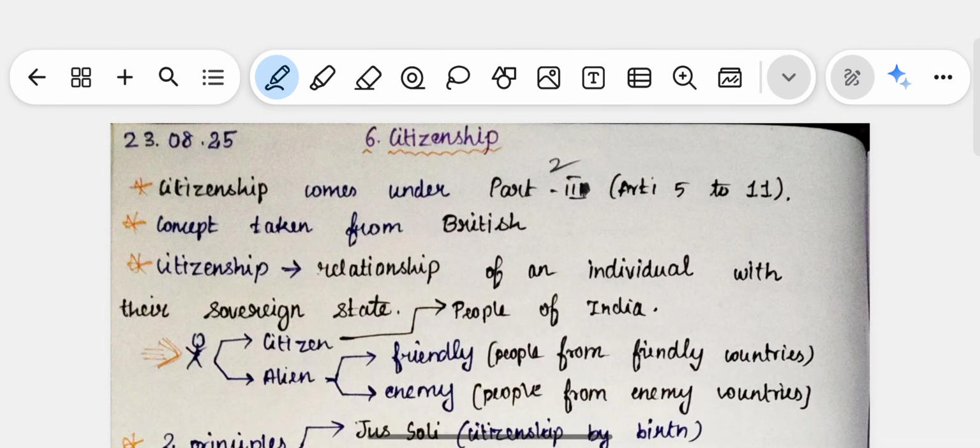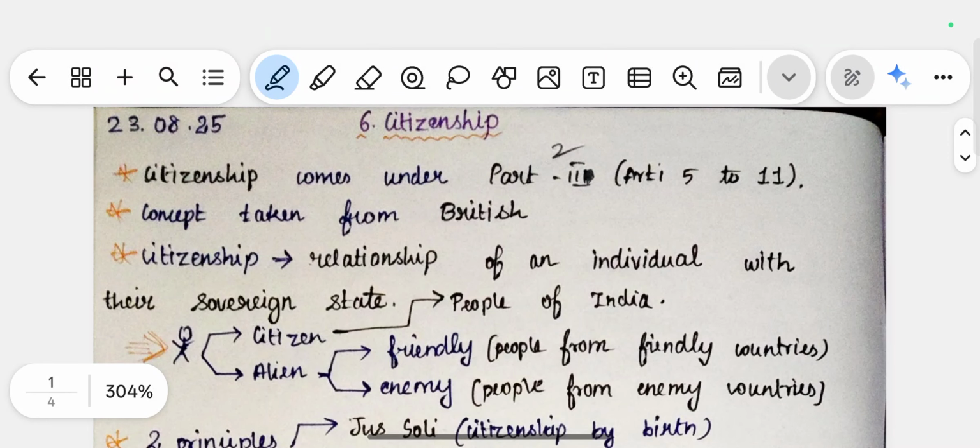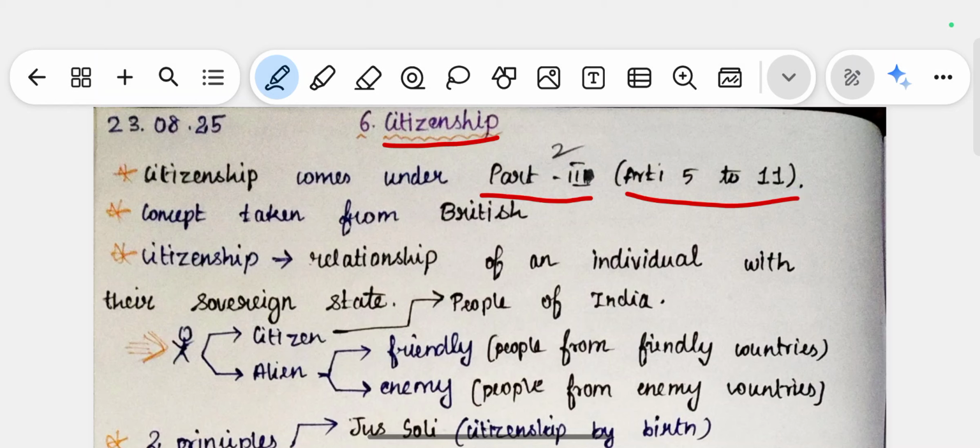Hi guys, so today we are going to see about citizenship, which is Part 2 of the Indian Constitution. Basically, citizenship comes under Part 2, which has the articles from Article 5 to Article 11. This concept was taken from the British.